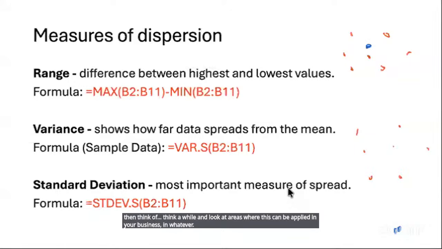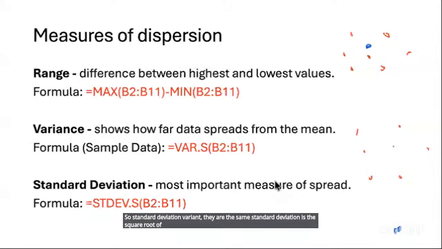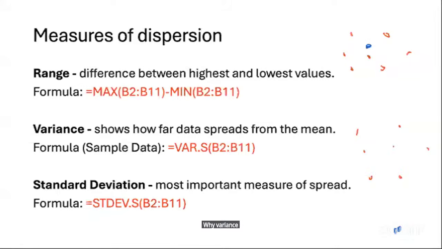So standard deviation and variance are the same thing. Standard deviation is the square root of variance, but we are in Excel really, so I shouldn't be talking about the formulas deeply. I just had to talk about what they are giving us. Standard deviation is easier to compare with our data because it is in the same unit as our data. Variance is squared, while standard deviation is the square root of that.